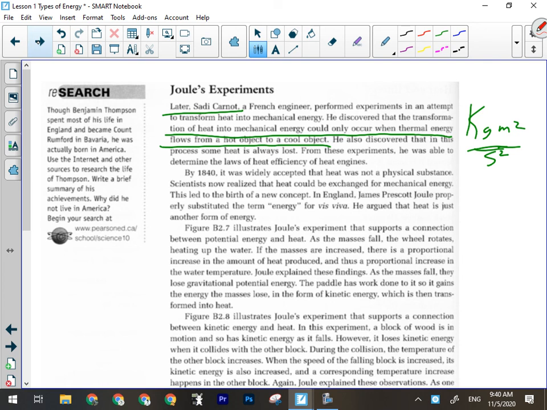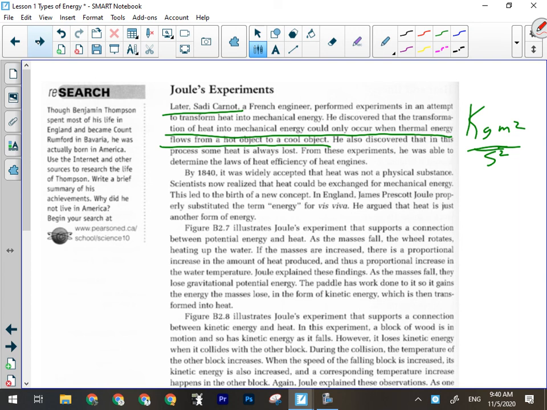A guy named Sadi Carnot, who was a French engineer, was performing experiments attempting to transform heat into mechanical energy, which now, of course, is what we use in the internal combustion engine. He discovered that transformation of heat into mechanical energy could only occur when thermal energy flowed from hot to cold.